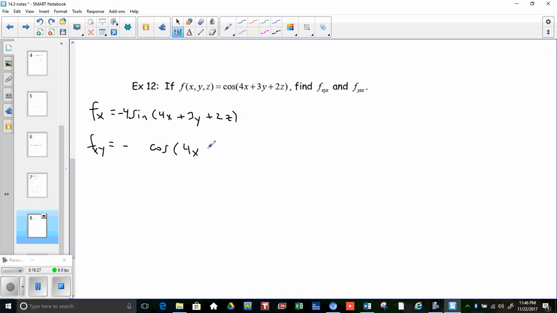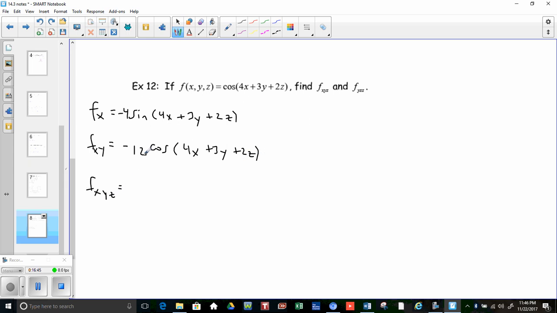Of 4x plus 3y plus 2z, but I'm also going to multiply it by the derivative of the y portion, which is 3, so we should have a negative 12 out front. And then finishing this one off, x, y, z.